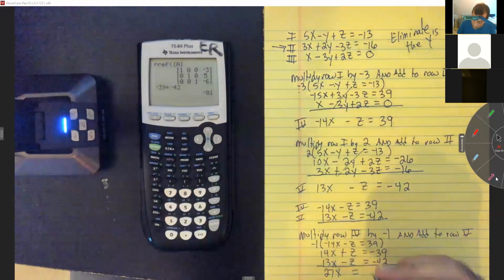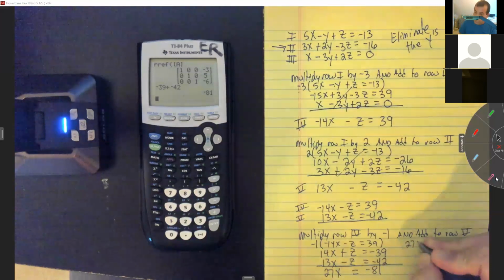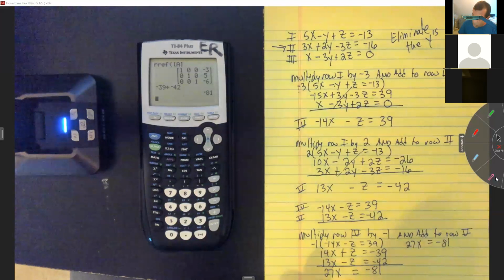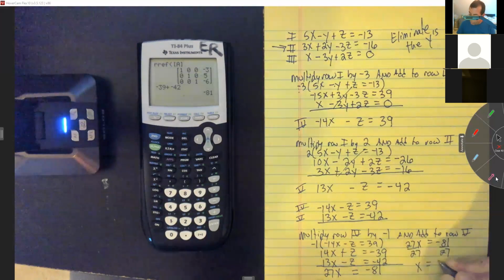So negative 81. And y'all, you got 27x equals negative 81. Divide both sides by 27. And I get x equals a negative 3.